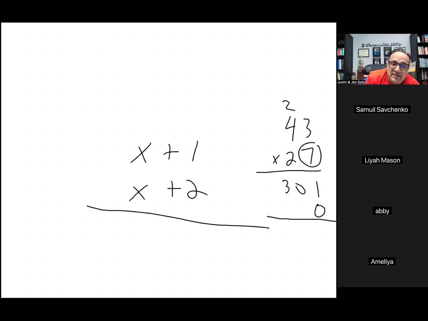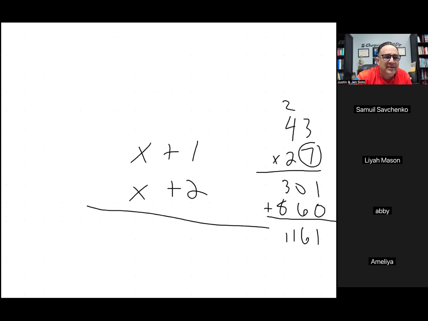2 times 3 is 6. 2 times 4 is 8. Once you get this far, you just add up these columns, and you get 1161. 43 times 27 is 1161. So you know how to do that. You learned that in the 3rd and 4th grade.